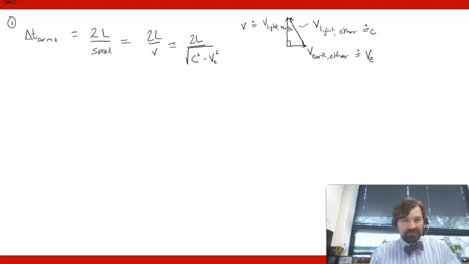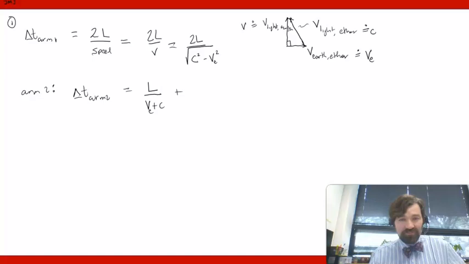And then for arm 2, when you're moving parallel versus when you're moving perpendicular to the Earth's motion, you'd basically have a delta t for arm 2 of distance, and then going to it, you have this speed, and then going away from it, you'd have something like this speed.